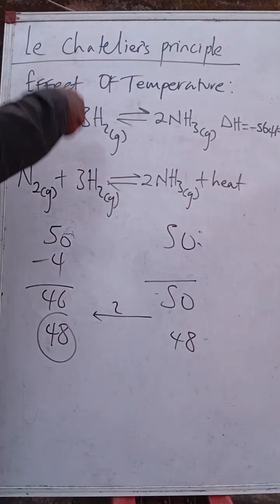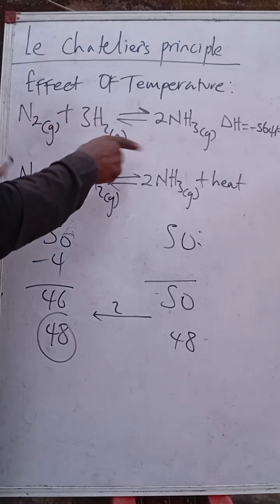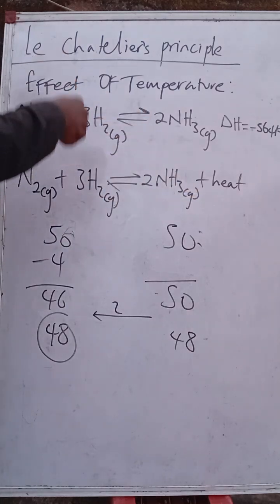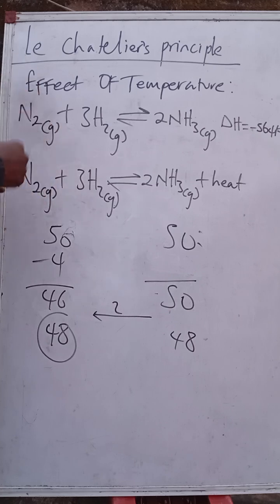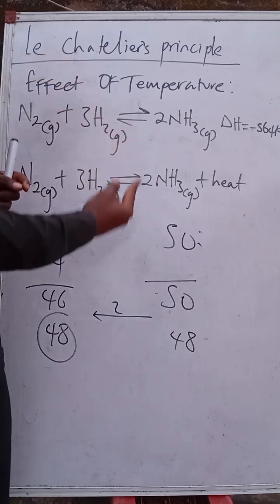Also, increasing the concentration of reactants, we shift the equilibrium position to the right, favoring the formation of more products. Pardon me, favoring the concentration of more products.